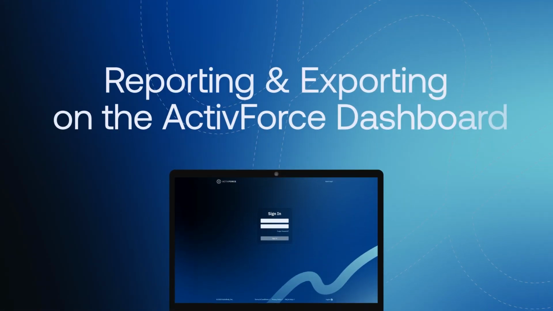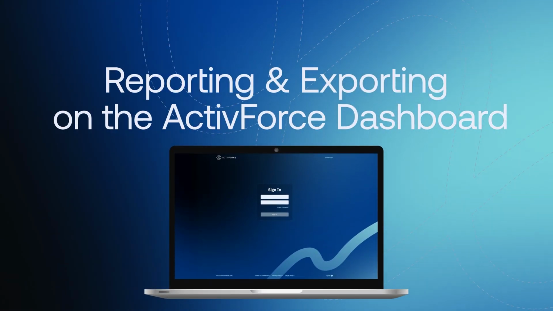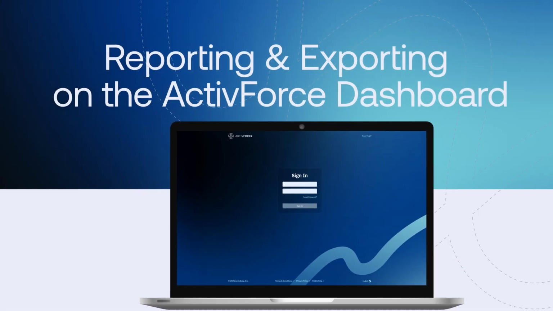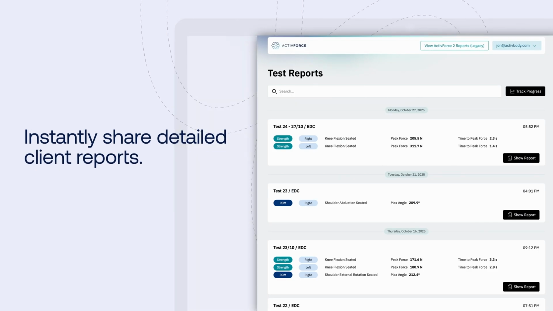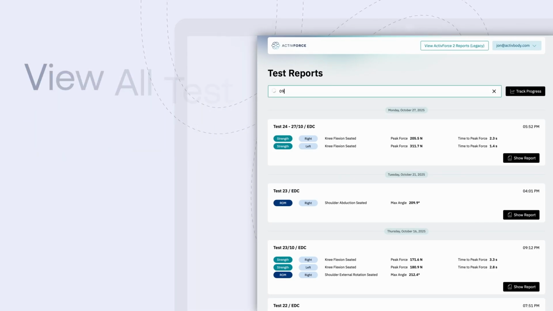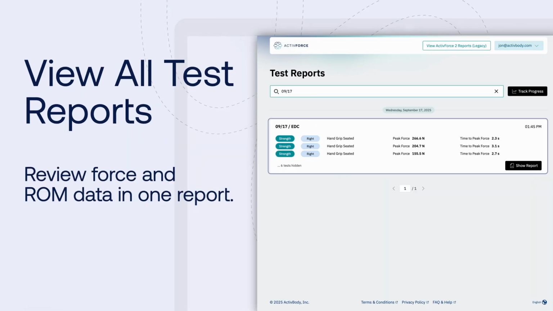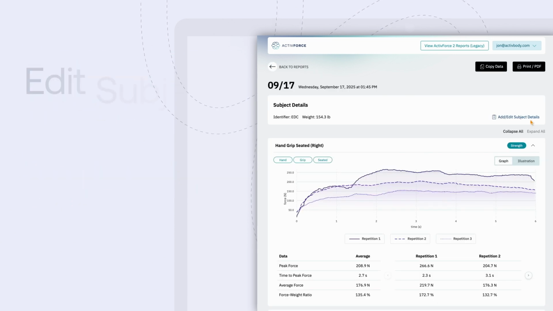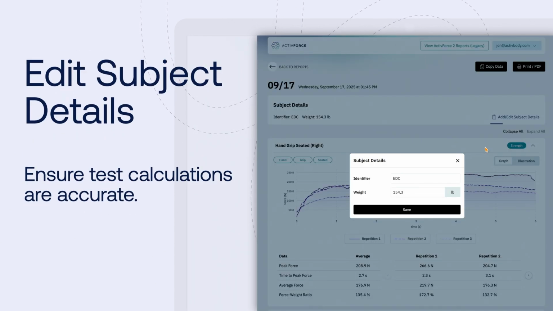This video shows you how to review and export detailed client reports on the ActivForce Dashboard. Every test performed during the session appears in one consolidated report. Under Subject Details, you can amend the client's name and weight. This helps ensure calculations like force-to-weight ratio are accurate.